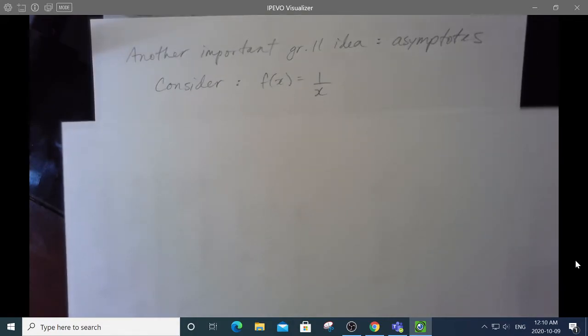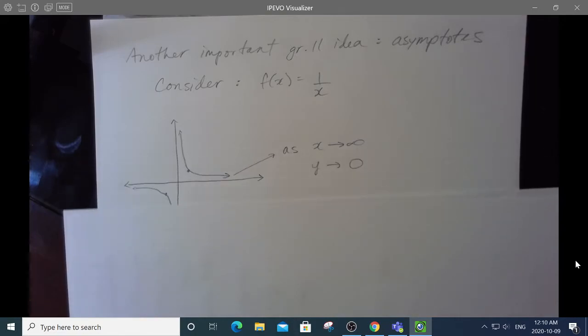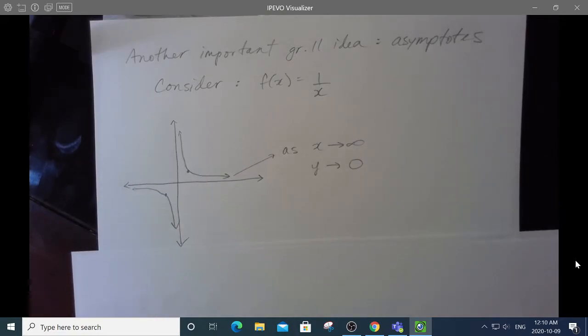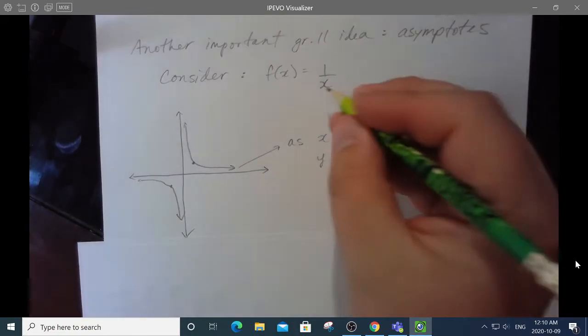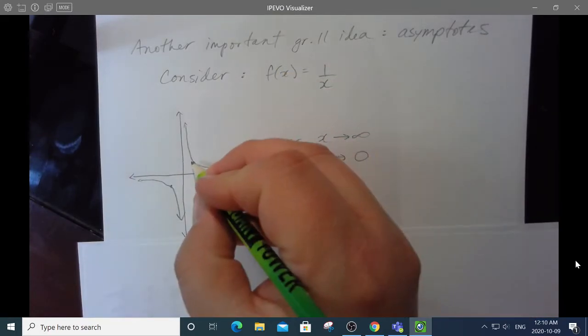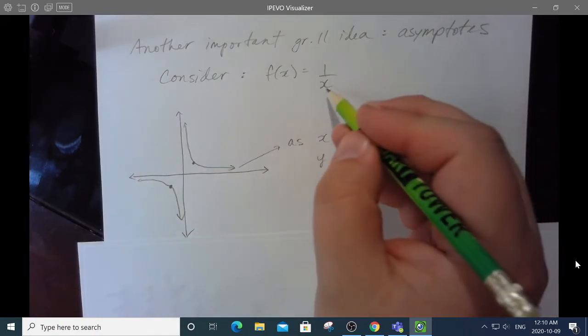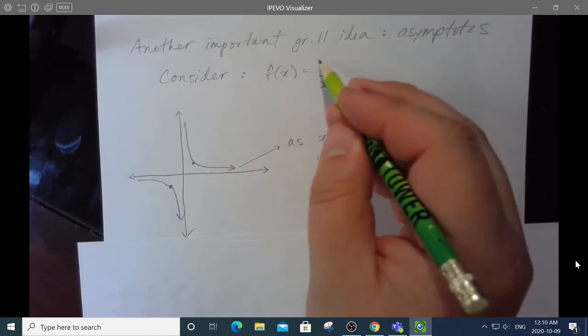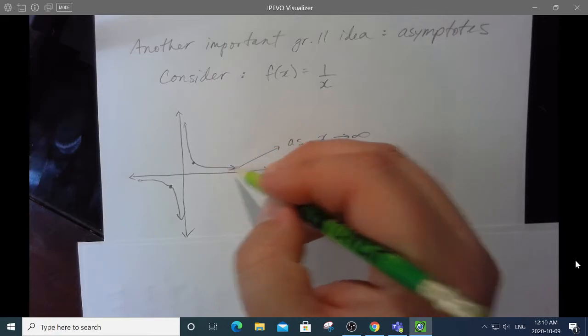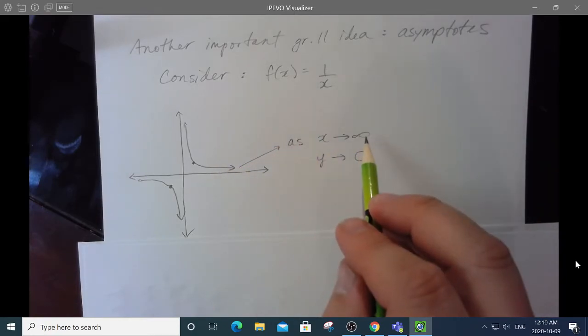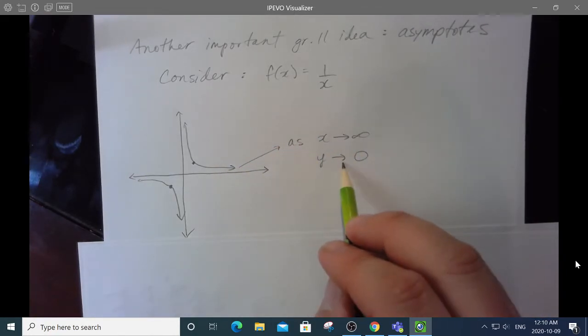Let's talk about the concept of the asymptote. Remember this graph, f of x equals 1 over x? It looks like this. Remember? It's two arms. When x is 1, y would be 1, so (1, 1) is a point. When x is negative 1, y would be negative 1, so (negative 1, negative 1) is a point. But then as x gets bigger and bigger, you get fractions that are smaller and smaller. So as x heads to infinity, y heads to 0.